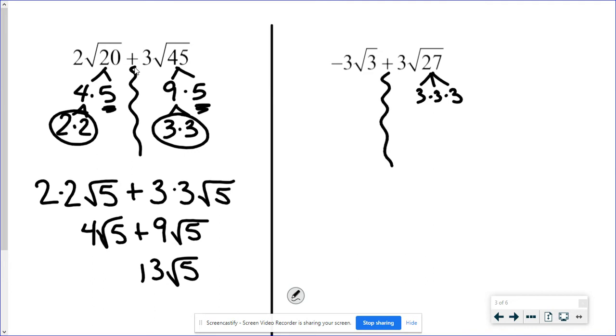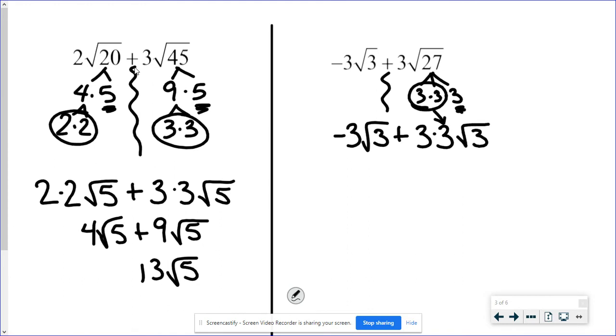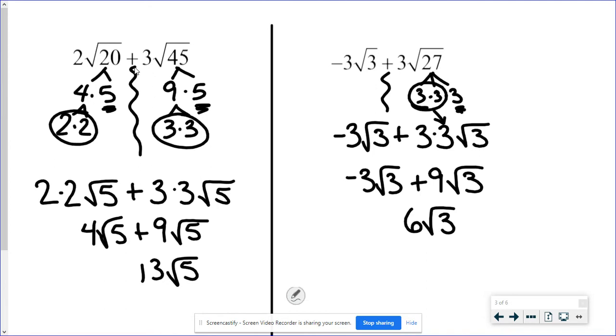So I had, oh, there's my pair that matches. I guess I don't need this line to be quite so long. I had a -3 rad 3 from the first term. Then I had a 3 that was outside the 27, a 3 that breaks out of the 27, that's that one right there. And then I've got my leftover rad 3. And again, both of them are rad 3s, they match. So -3 plus 9, when I combine those like terms, I would get 6 rad 3.